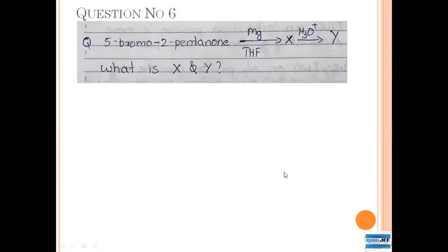5-bromo 2-pentanone in the presence of Mg and THF. X is given. Hydrolysis gives Y. What is X and Y? Okay, so what is THF? Tetrahydrofuran.